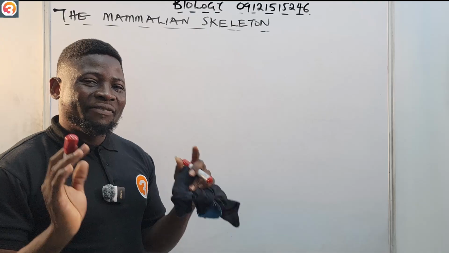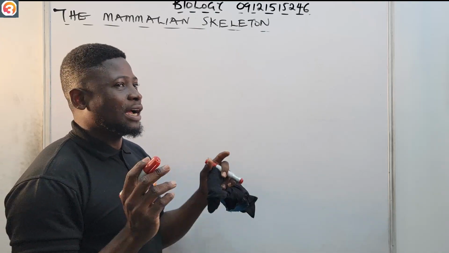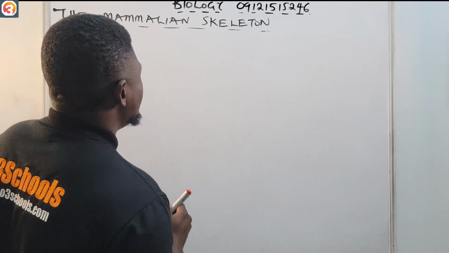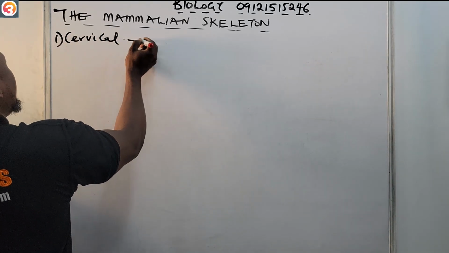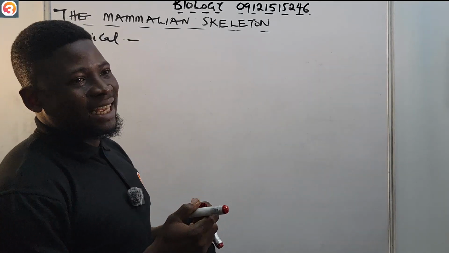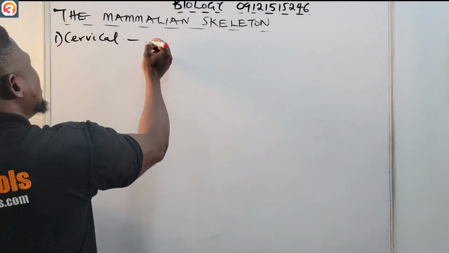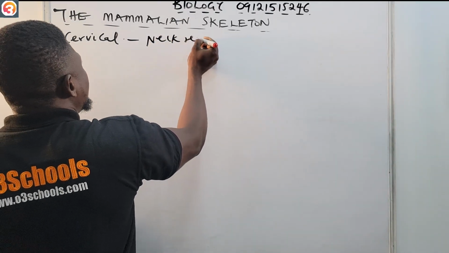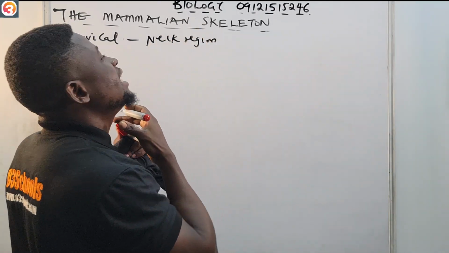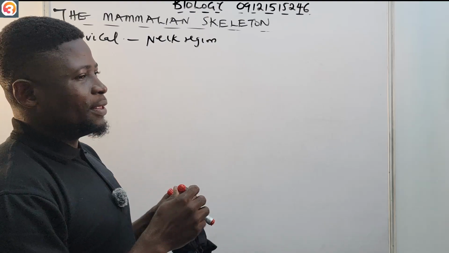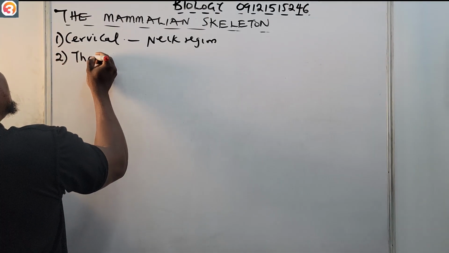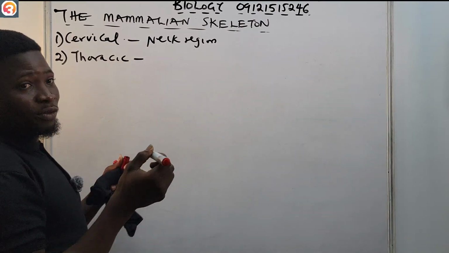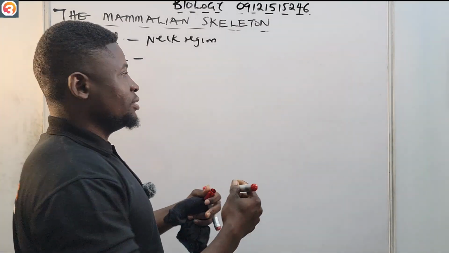In mammals, there are 5 different types of vertebra that you can find. Number 1 is the cervical vertebra. This one is found in the neck region. Then number 2, we have the thoracic vertebra. This one, of course, is found in the chest.